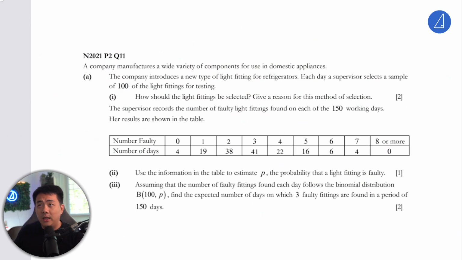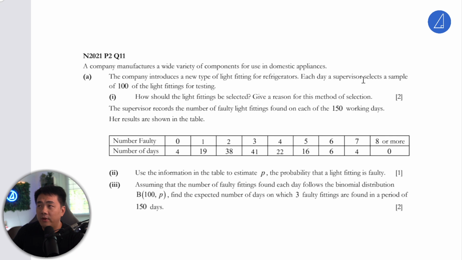Hi students, let's look at this question here, which is on binomial distribution. I believe this is taken from the year 2021, paper 2, question 11 of the H2 Math paper. So a company manufactures a wide variety of components for use in domestic appliances. The company introduces a new type of light fitting for refrigerators.